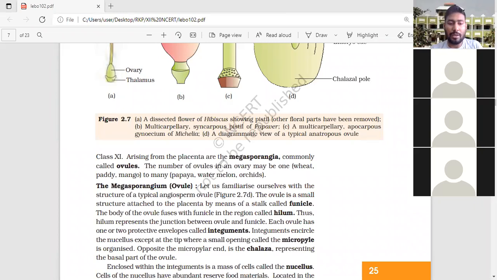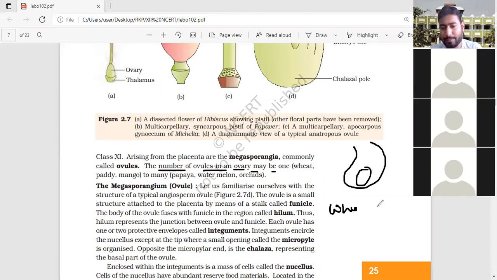Now, the number of ovules in an ovary may be one. If you see the ovary, in the ovary the ovule may be one, which is found in wheat, paddy, and mango. Clear? So wheat, paddy, and mango have a single ovule inside.